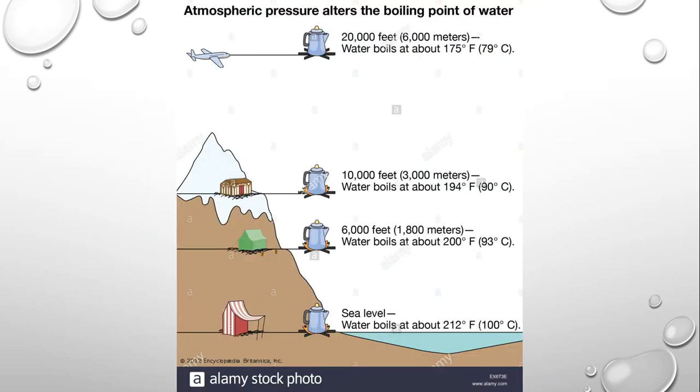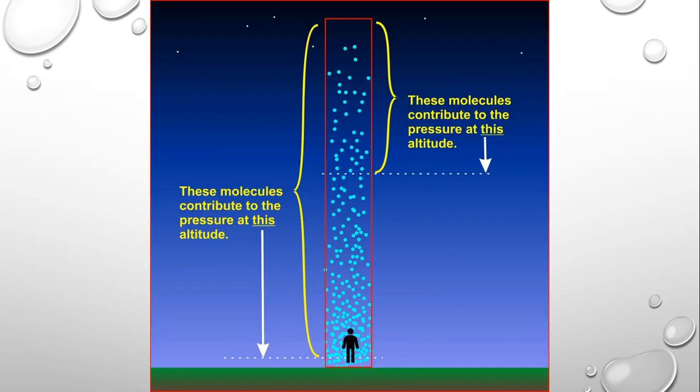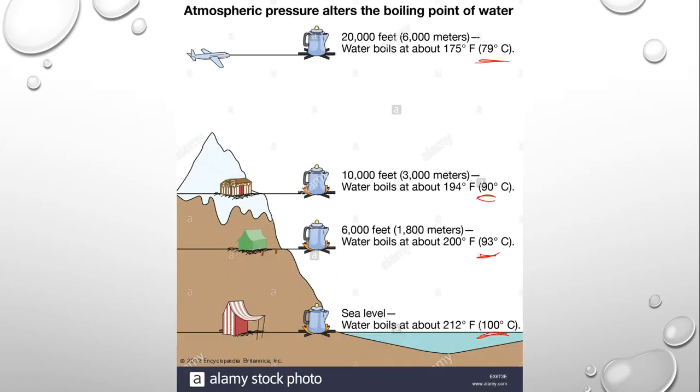So because of that, water at sea level will boil at 100, and as you go up the mountain, the boiling point will be less and less. And in an airplane, it's even less than that because it's not got as much of an atmosphere to fight the higher up it goes.